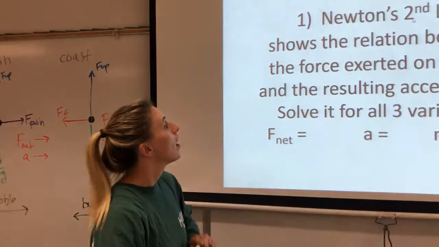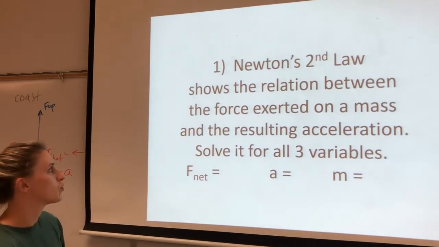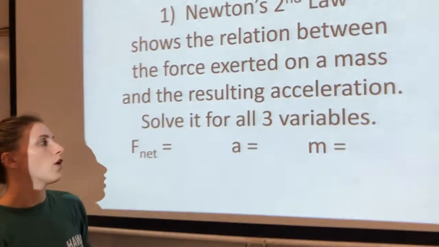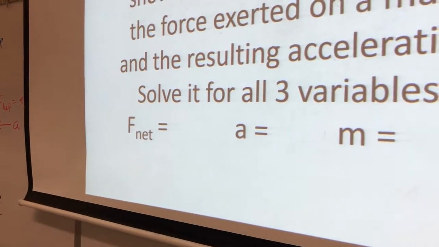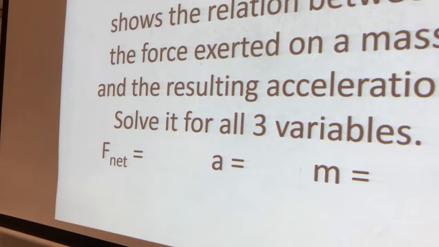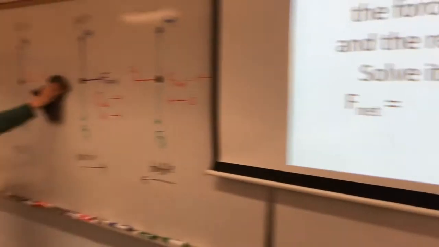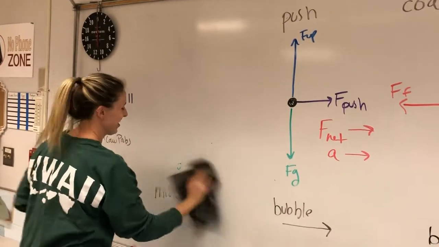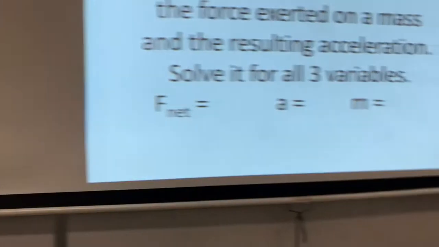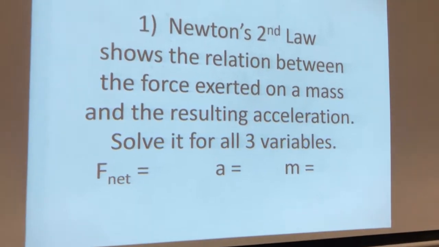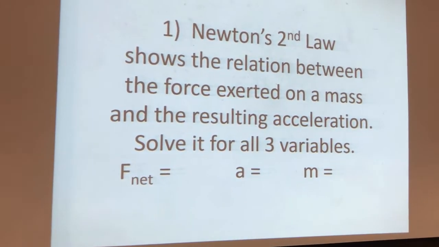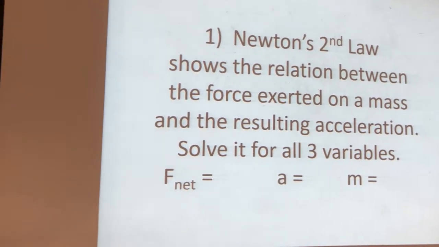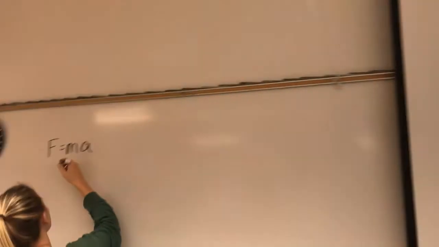This is a good one. Newton's second law shows the relationship between the force exerted on a mass and the resulting acceleration. I would like you to solve it for all 3 variables. So write down the equation, force equals m times a, 3 times, and then solve it for force. It's already solved for us. That's easy. And then solve it for acceleration. And then solve it for mass. Go ahead, you can do this. While you guys are doing it, I'll start over here. Okay, force equals m times a. And I'm going to put net right here.